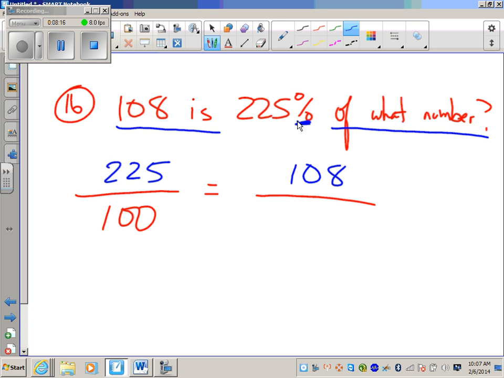What else do you notice? What else jumps out at you about this particular problem? Chris? The percent is 225, right? Okay. So knowing that the top number here is bigger than the bottom, over here, the top number is also going to be bigger than the bottom. So you should be thinking about it this way.